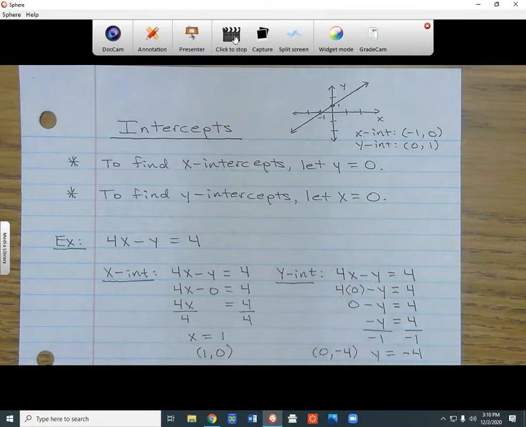And that's by design, because remember, to find the y-intercepts, we always let x be 0. So basically what you're doing is you're just taking your equation and letting the opposite variable be equal to 0 and just seeing what happens. So I hope that helps. That's intercepts.